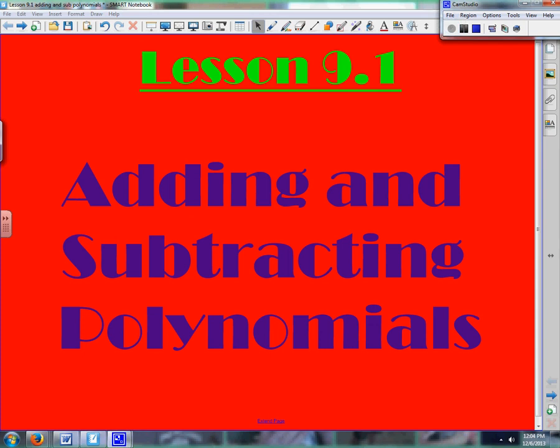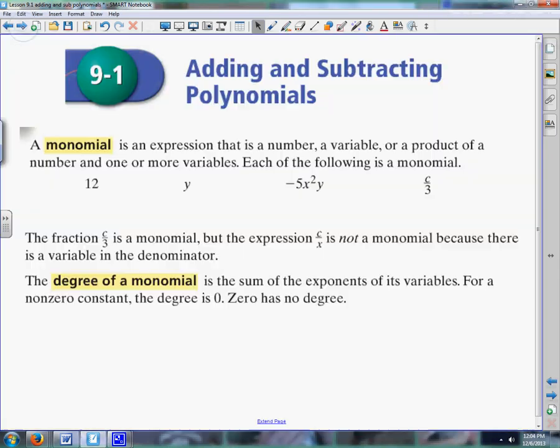Hello, mathematicians. This is lesson 9.1, adding and subtracting polynomials. Now, in this lesson, you're going to have a lot of new words.